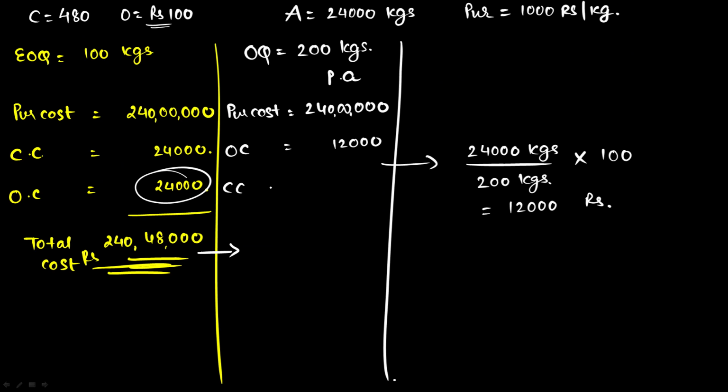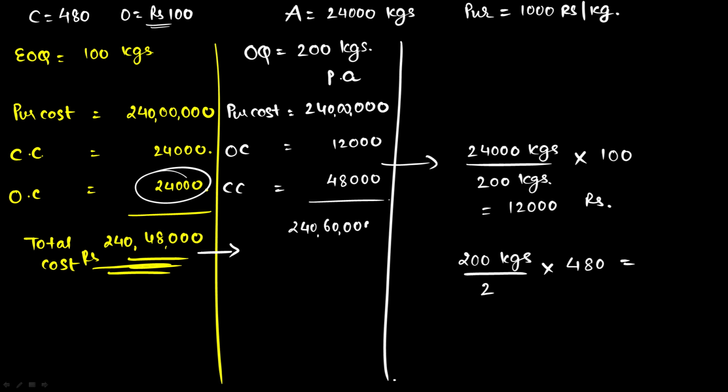Let us find out my carrying cost. How many cages now I will be carrying? 200 cages. No, divided by 2. On an average, I carry only 100 cages. Multiplied by 480. What is the answer? 48,000. What is my total cost? 240 lakhs 60,000. Is it less than Wilson? No, it is not less than.